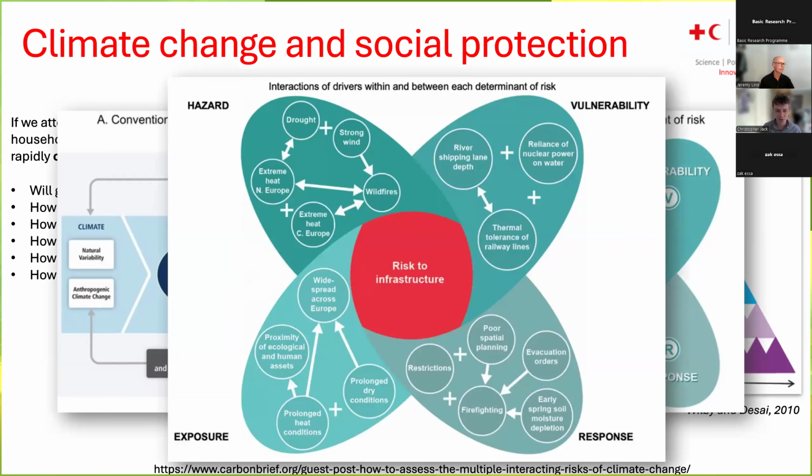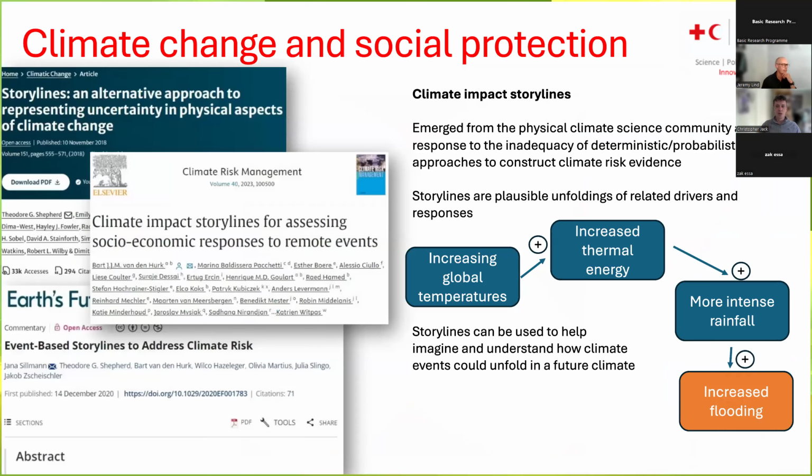And again, I'm not going to go into the details here, but the fundamental message I'm trying to bring across is this: climate risk is complex, and we're increasingly appreciating the complexity of risk. So how do we think about it? How do we think about future climate risk? How do we bring it into these already complex places like social protection? And so that's where we're bringing in the idea of storylines.